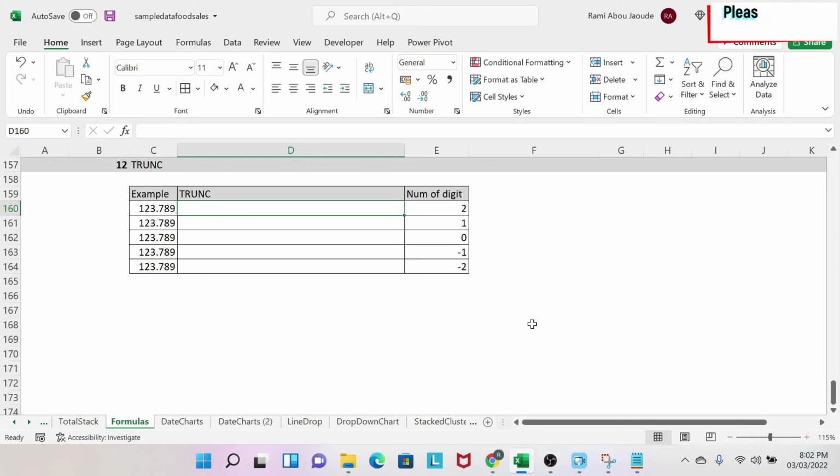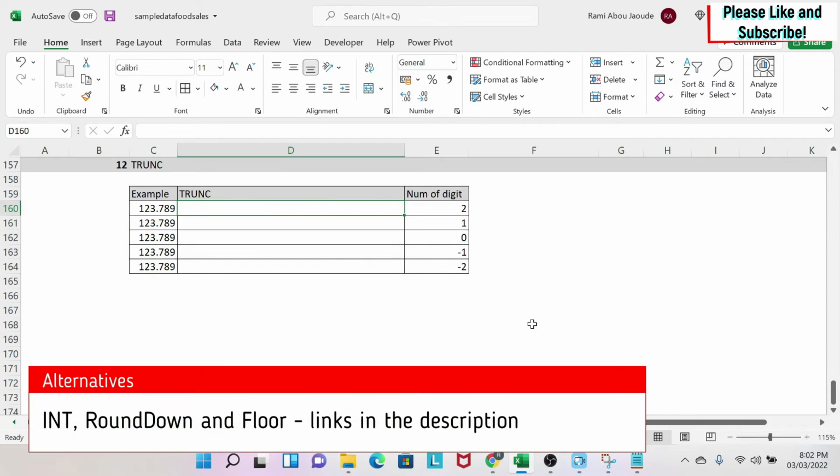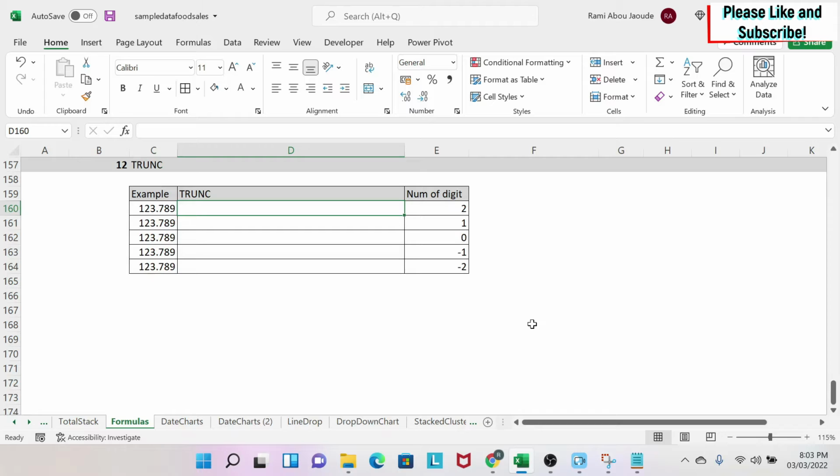The objective of this lesson is to understand the trunc formula, which is an alternative to the int, round down, and floor formulas that we have seen in other lessons in the same playlist called formula. So what we're gonna do is we're gonna try the trunc formula on the same number, 123.789, at different number of digits, which is the other parameter in the formula.